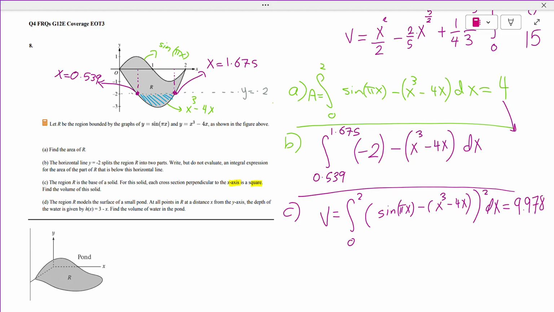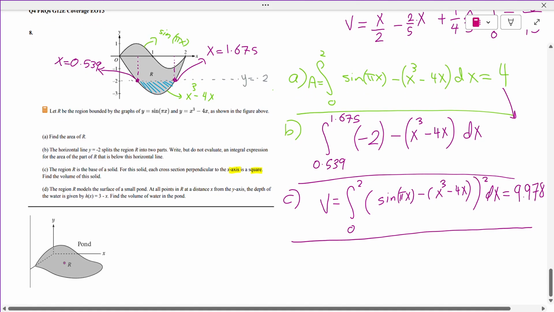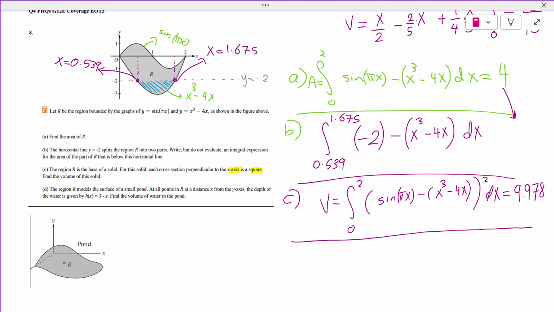This is part C. Part D, I've added this picture here just to explain what that means. It says the region R models the surface of a small pond. All the points in R at a distance x from the y-axis, the depth of the water is given by h of x equals 3 minus x. As you can see here, if we take a dimension perpendicular to the xz plane, as in the figure, it will be 3 minus x. Find the volume of the water in the pond.